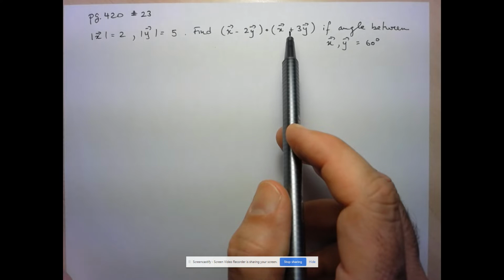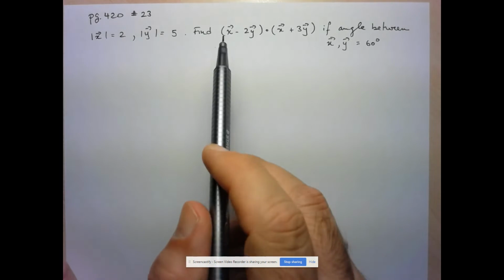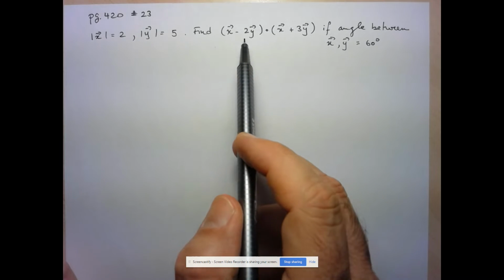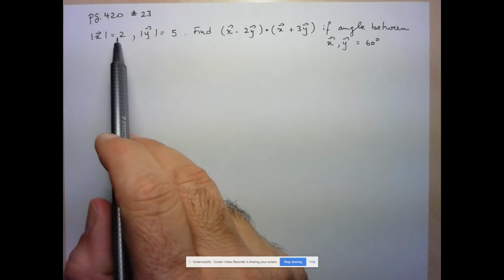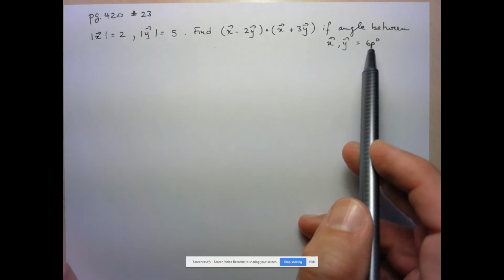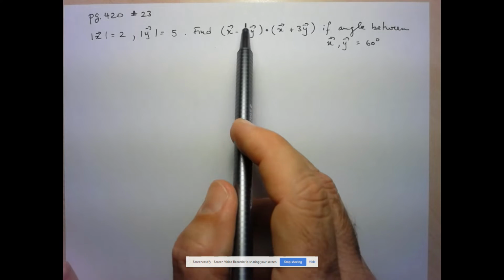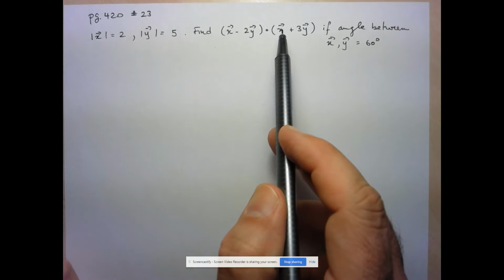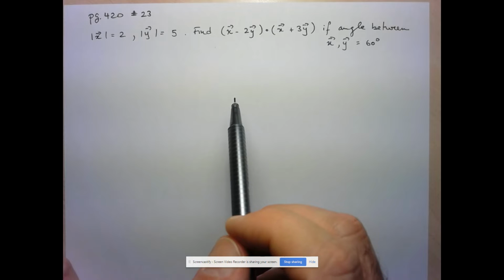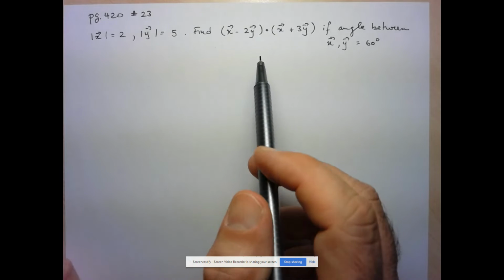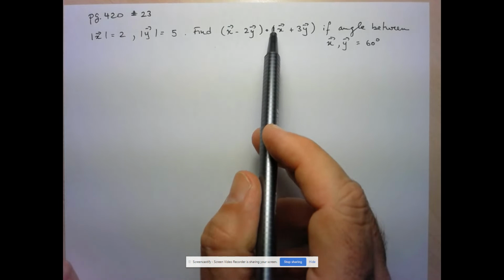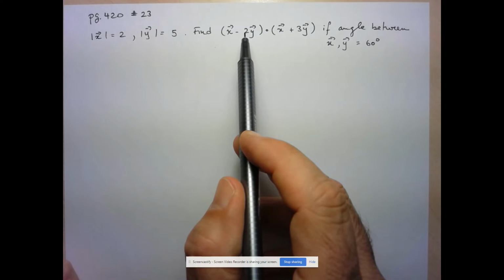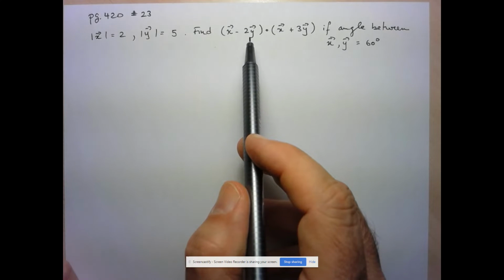Instead of trying to determine this vector x minus 2y, which we actually could do since we have the magnitudes of x and y and the angle between them, we can set up a diagram and determine this vector and do the same thing for this one here, and then take the dot product. It makes a lot more sense to make use of the distributive property of the dot product to write this expression in terms of a bunch of simpler ones.